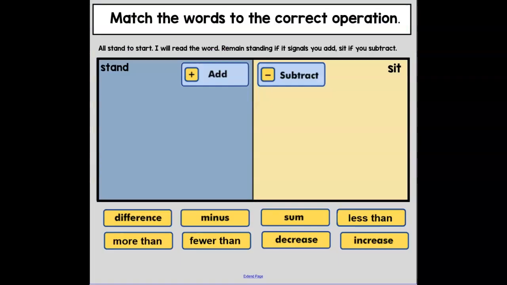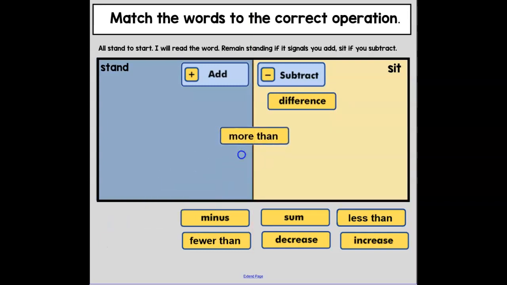Okay, so we're going to either stand or sit depending where you think it goes. If I said difference, stand if you think that means add, or sit if you think it means subtract. Difference was subtraction, finding the difference between. How about more than? Stand if you think more than means you're going to add. Sit if you think more than means you're going to subtract. Make your choice. More than means you're going to add. Okay?